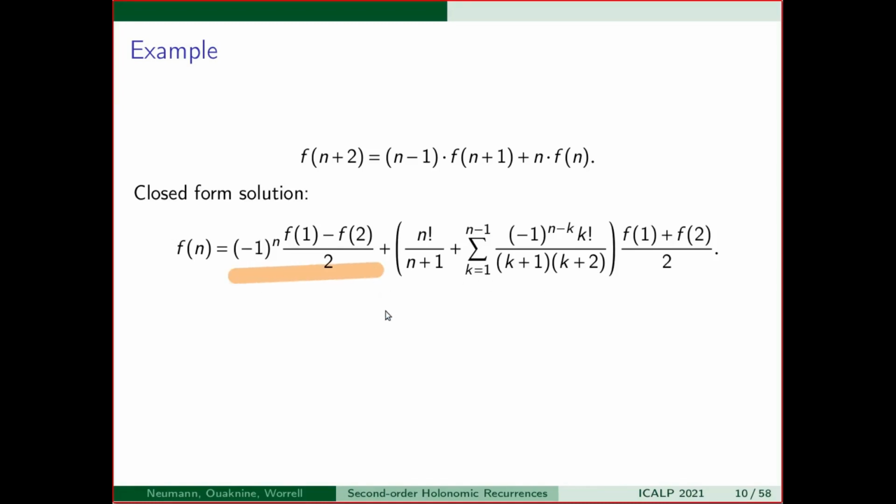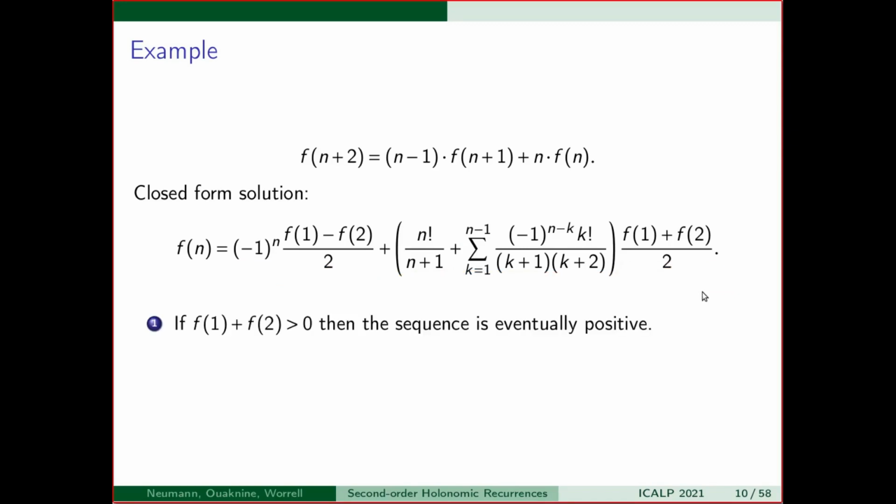It has an alternating bounded term, and it has a term where we have this alternating sum involving factorials and this term involving a factorial. And if you stare at this for a bit, you'll notice that in the second term, the first summand here is going to dominate the sum eventually. So the coefficient of f1 plus f2 halves is going to be positive. And since the first term here is bounded, this means that if f1 plus f2 does not vanish, then the sign of the sequence will be eventually equal to the sign of f1 plus f2.